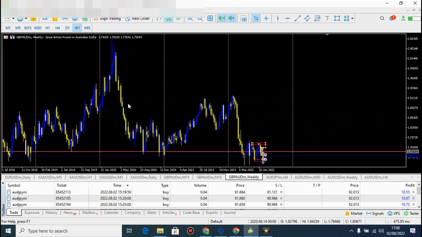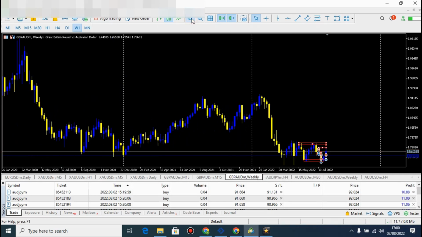On a weekly, what do we see? We see the market is going through consolidation at this point. So from sentiment, I believe that the market will be going to the upward direction as time goes on. So let's draw the trend line.